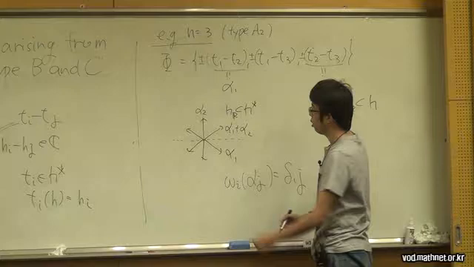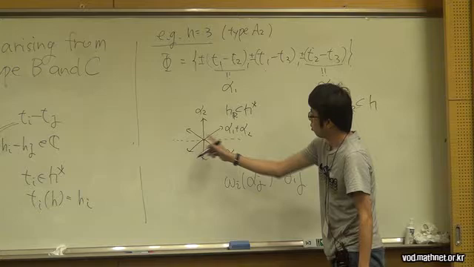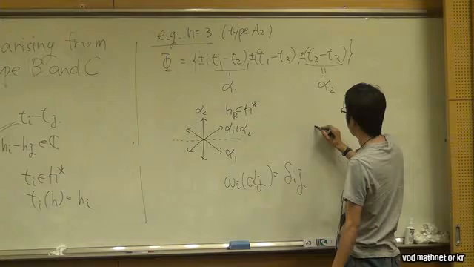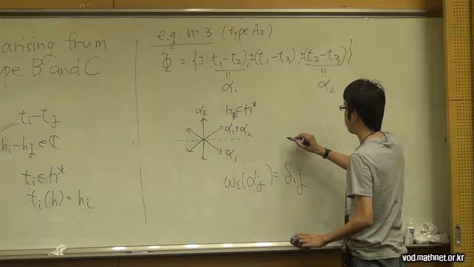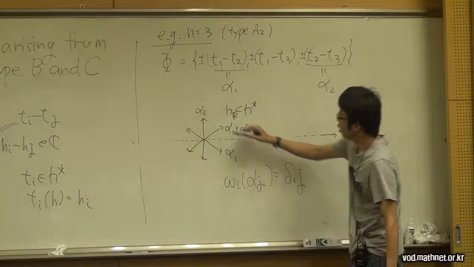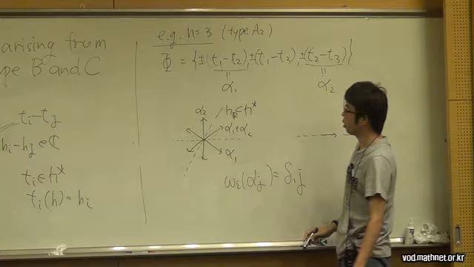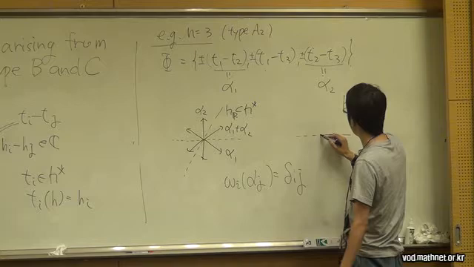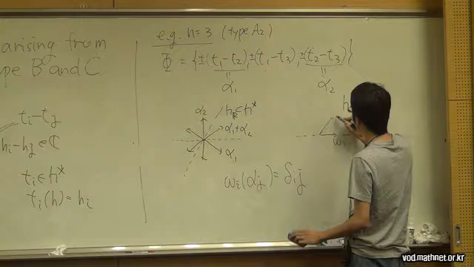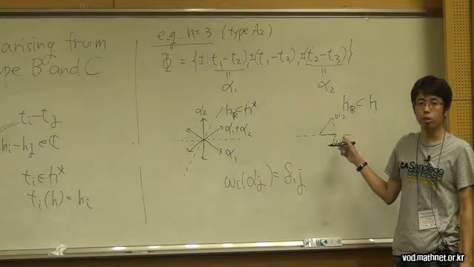But omega 1 paired with alpha 1 is 1, so the direction is near to alpha 1. So omega 1 is in this direction. And omega 2 is perpendicular to alpha 1, so in this direction, and in the positive direction compared to alpha 2. So this is omega 1, this is omega 2. They are the so-called coweights in terms of root systems.